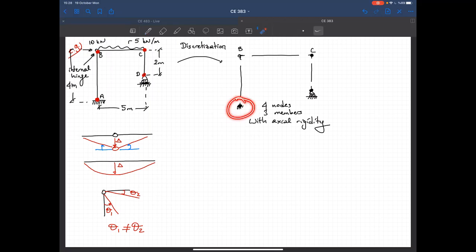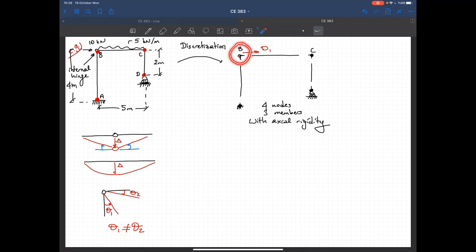So at point A, it's a fixed support. I don't have any degrees of freedom. Now let's go to point B. Can it translate in the horizontal direction? The answer is yes. That's D1. Can it translate in the vertical direction? This point cannot move. If it moves in the upward direction, I will see an elongation in this member. So the answer is no.